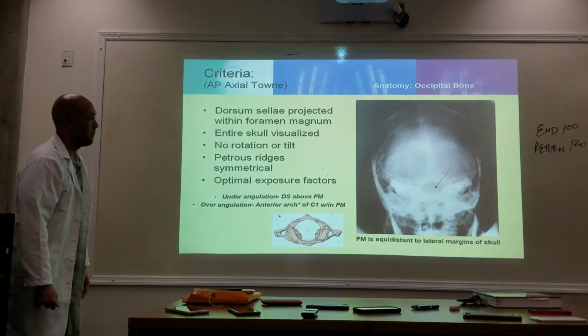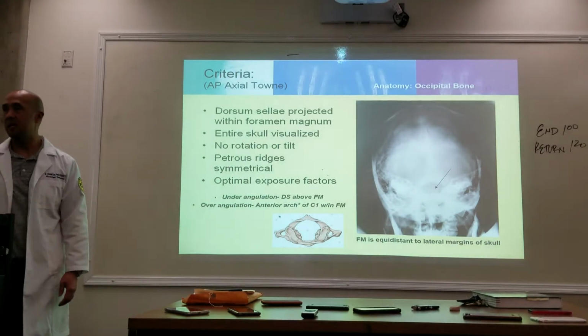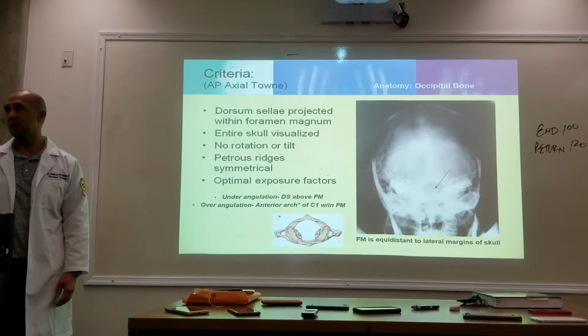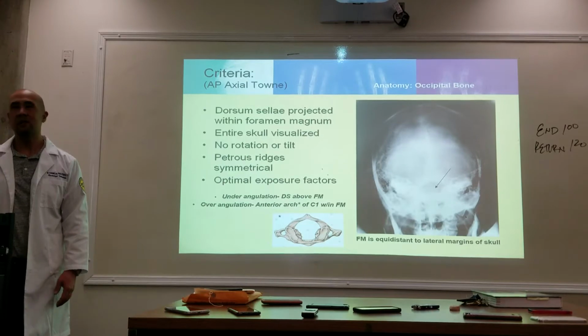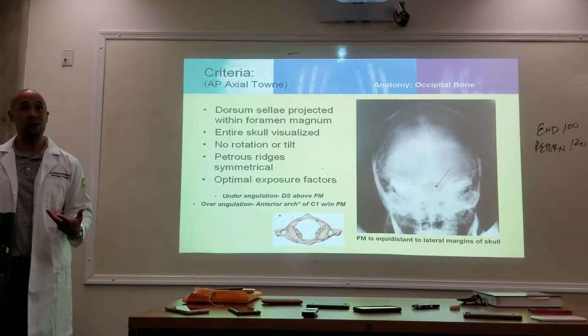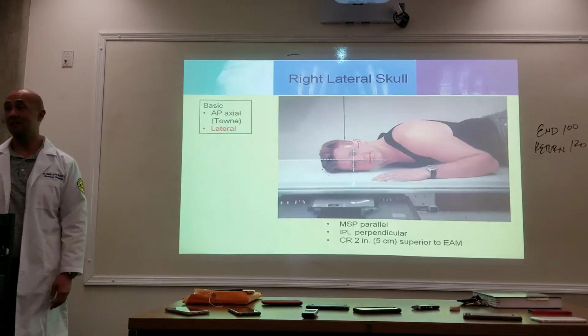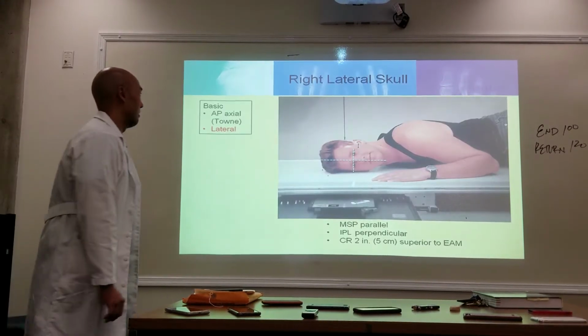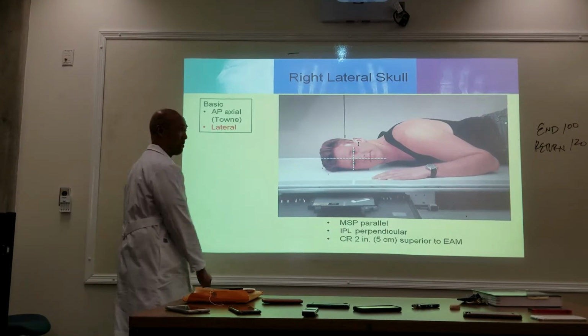Okay, any questions about the AP axial Towne? It's to image the occipital bone. Skull x-rays are easy. They're a piece of cake. It's when we get to the facial bones the next couple of weeks, that's where it gets hard. This is a piece of cake. The lateral skull.